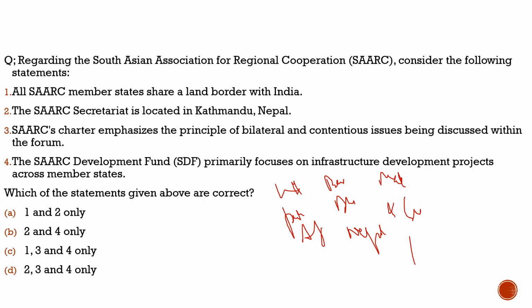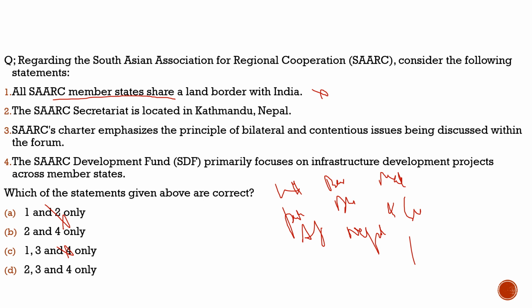So here, let's see what the question says. The question says, regarding the South Asian Association for Regional Cooperation, consider the following statements. First statement: all SAARC member states share a land border with India. No, that's totally incorrect. We have Sri Lanka and Maldives, which don't share a land border with India. So the first statement is incorrect. So we can eliminate option A and option C. Now it would be better to look at the third statement to find the answer, because we are left with options B and D.